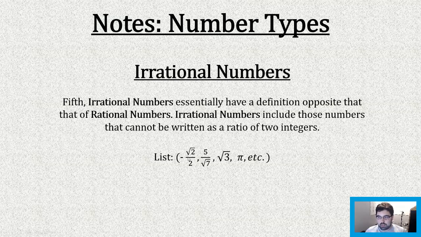So some examples down here. Notice you do have fractions, like the square root of 2 divided by 2, but the square root of 2 is not an integer. So this first one right here, this negative square root of 2 over 2, that doesn't fit the definition of a rational number because you don't have an integer on top and bottom. If it doesn't fit that definition, well then it's irrational. Same with something like 5 over the square root of 7. Same with the square root of 3. You can't write that as a ratio of two integers, meaning you can't write it as a fraction with an integer on top and an integer on bottom.